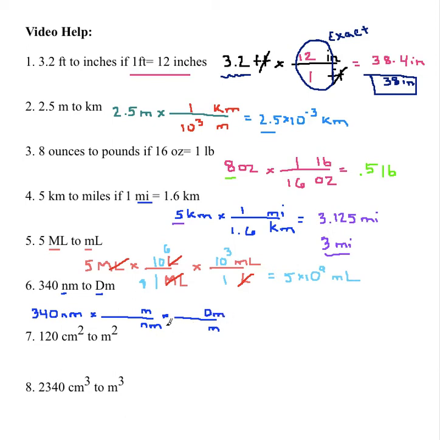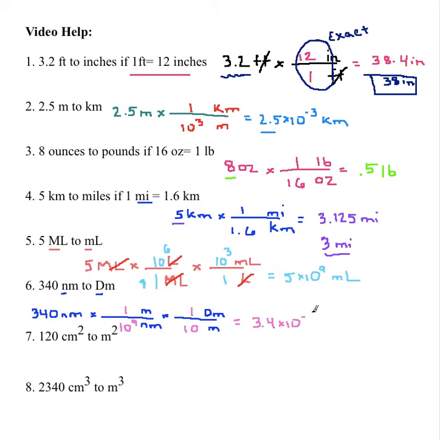Alright, now if you look at your table, there are 10 to the 9th nanometers in 1 meter. And here, the relationship is that in 1 decameter, there are 10 meters. Okay. So what you'll do is take 340, divide by 10 to the 9th, and then divide by 10, and you should get 3.4 times 10 to the negative 8th.